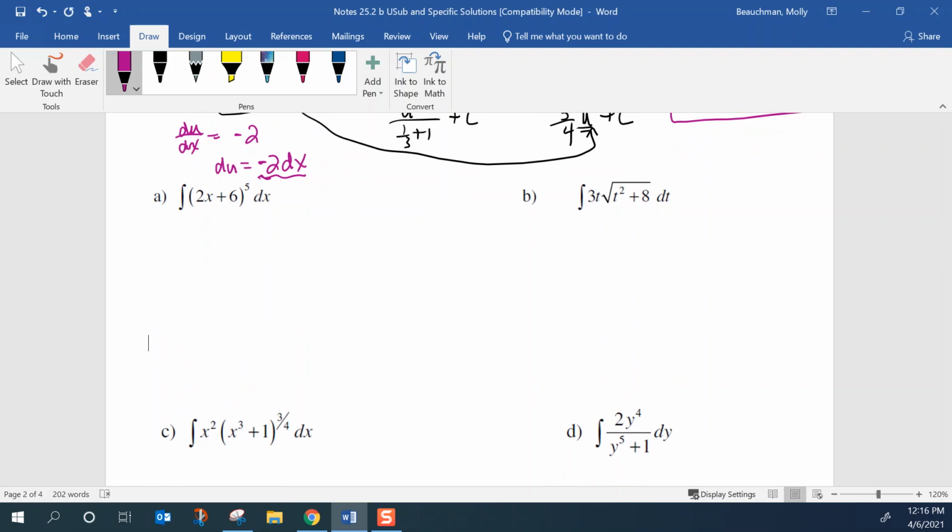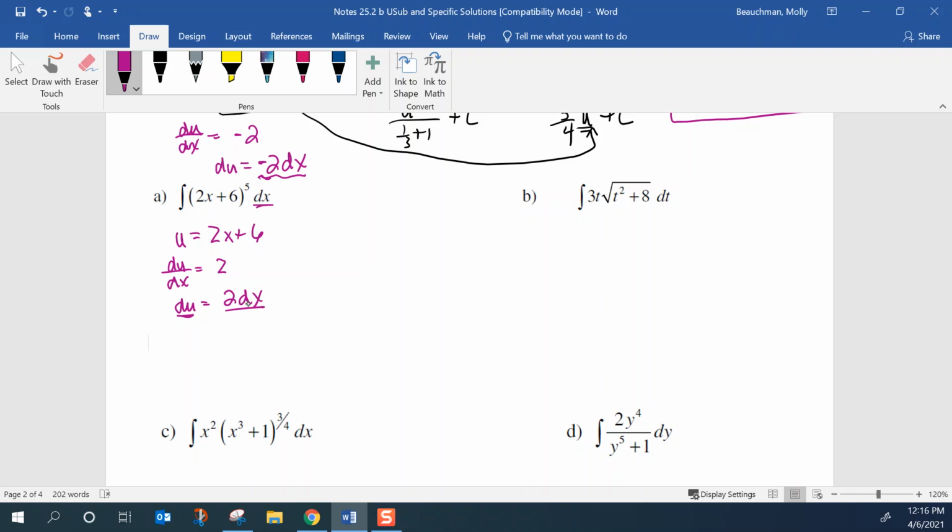Okay. So next example, we're going to take the integral of (2x + 6)^5 dx. So we're going to let u equal the expression that's being raised to a power. So u is equal to 2x + 6. Then take the derivative of u with respect to x. I end up with 2, and then multiply both sides by dx. du is equal to 2 times dx. So notice this du equals 2 dx, and I have a single dx. So these expressions have to match exactly.